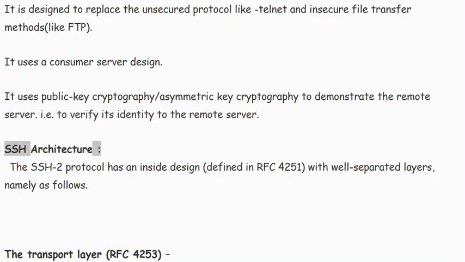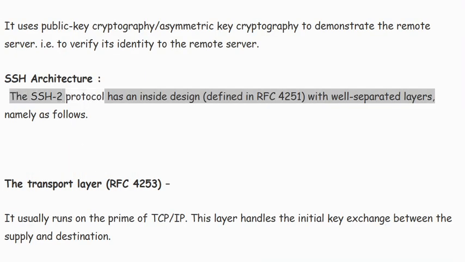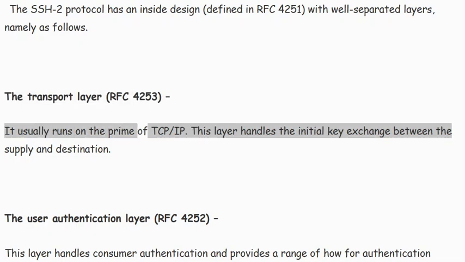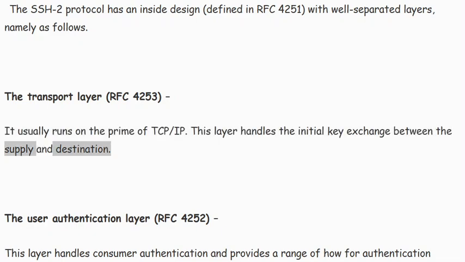SSH architecture. The SSH2 protocol has an internal design defined in RFC 4251 with well-separated layers, namely as follows. The transport layer, RFC 4253. It usually runs on top of TCP/IP. This layer handles the initial key exchange between the source and destination.